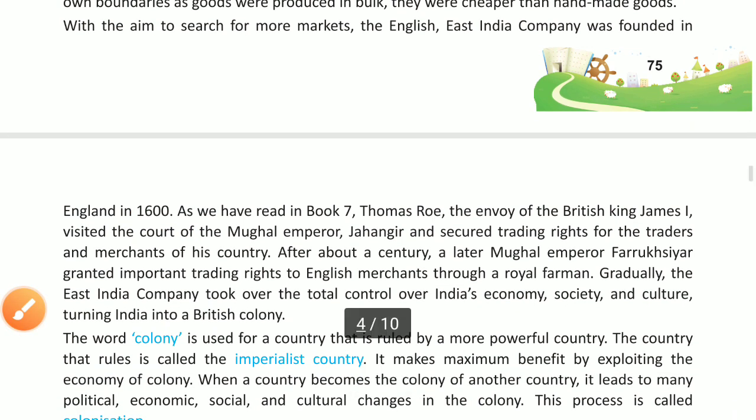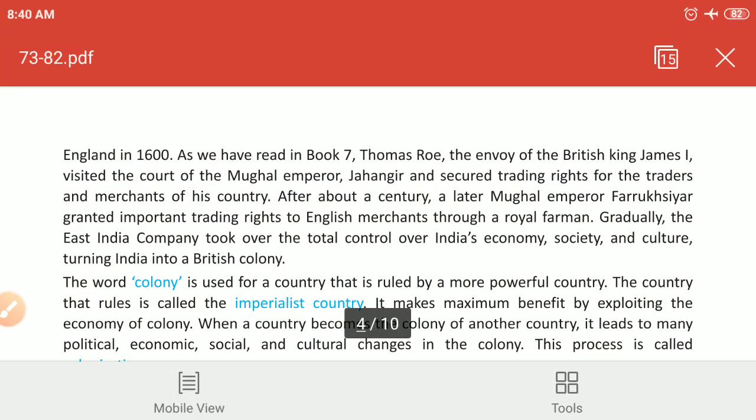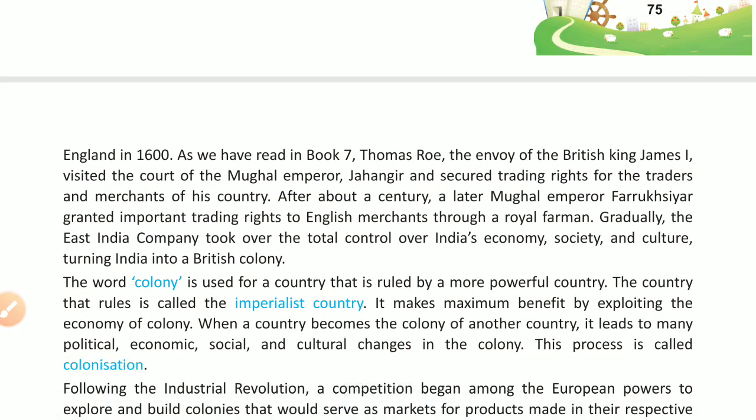As we have read in book 7, Thomas Roe, the envoy, means ambassador, of the British King James I. That means at that time in Britain, who was the king? James I, King James I. His envoy was sent to India. At that time India was ruled by the Mughal emperor Jahangir.